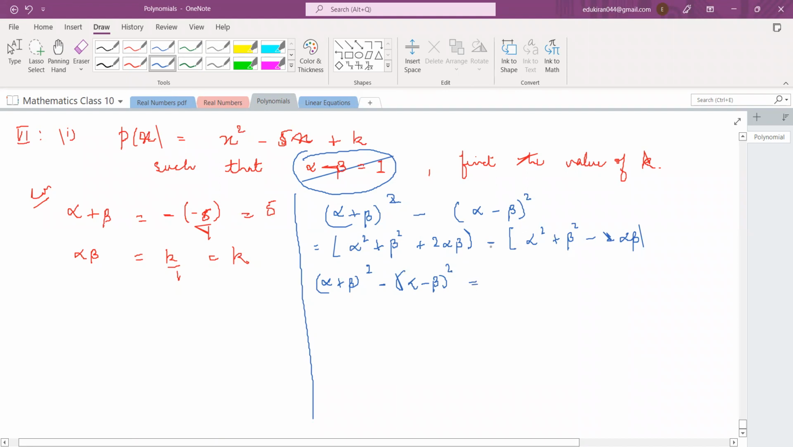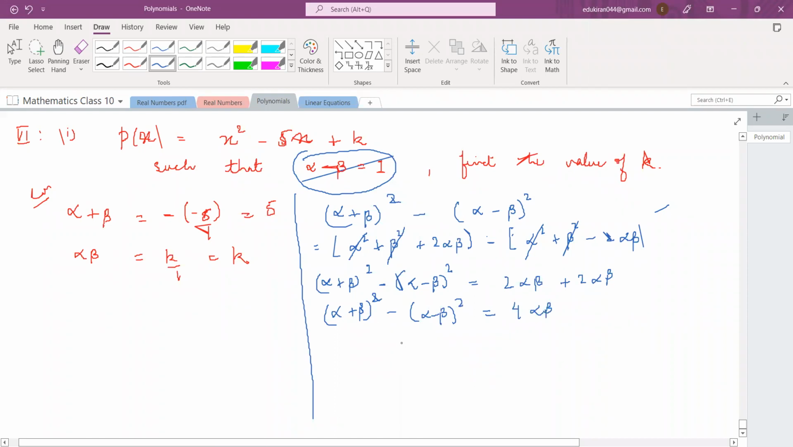So on the RHS, if you open the bracket, so this alpha square cancels. One is positive, one is negative. Similarly, beta square will get cancelled, right? Yes, ma'am. And you will be left with 2 alpha beta and then minus minus plus 2 alpha beta. Clear? Yes, ma'am. Okay. So alpha plus beta whole square minus alpha minus beta whole square will be equal to 4 alpha beta.